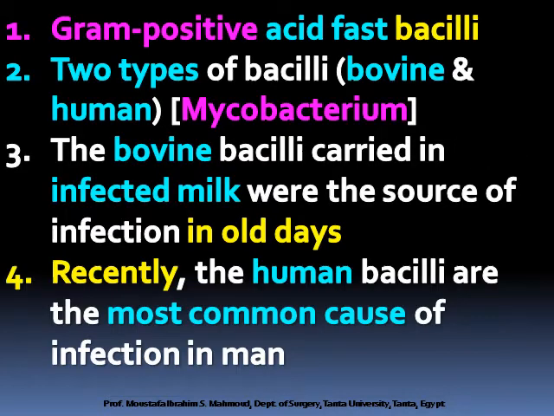Etiology: gram-positive acid-fast bacilli. Two types of bacilli, bovine and human mycobacteria. The bovine bacilli carried in infected milk were the source of infection in the old days. Recently, the human bacilli are the most common cause of infection in man.